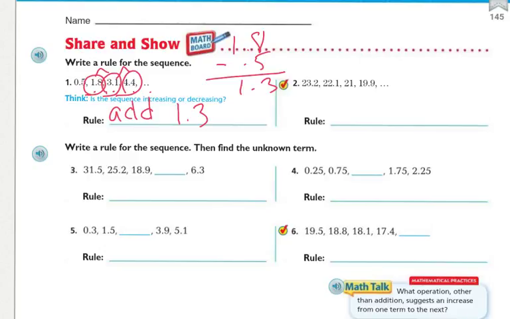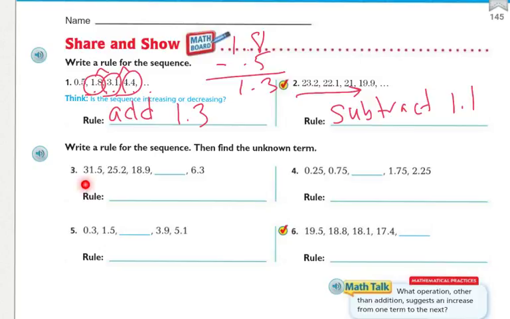So as I'm looking at number 2, is it increasing or decreasing? Well, it's decreasing in number. So then my rule is going to be subtract. And how much is it decreasing by? Well, 23.2, 22.1, 21, 19.9. So it's actually decreasing if you're subtracting them by 1.1. So let's look at the next rule.